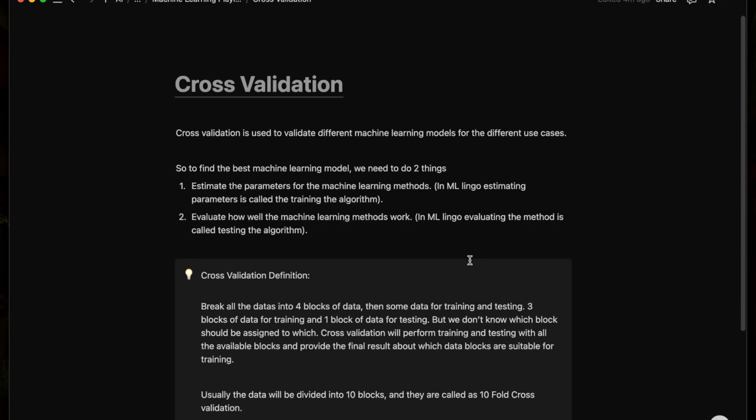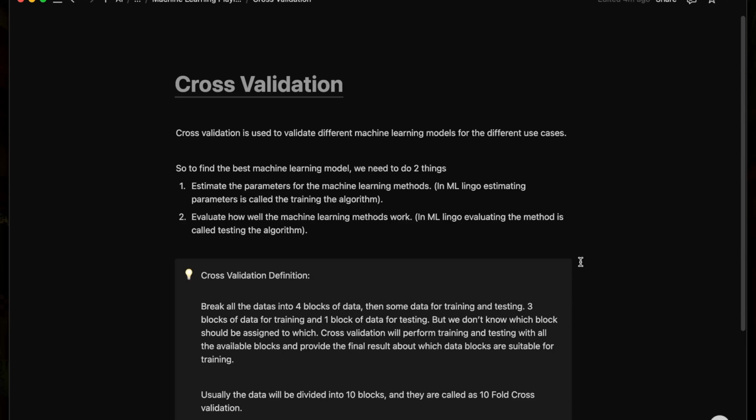Cross validation is a method through which we can test the model. If we have a data set of 1,000 records, we don't know which data will be the best fit to train the model or to evaluate the model. So we break the data set into multiple blocks and mix and match them, give them to the model to train it, and then test it with the remaining data.